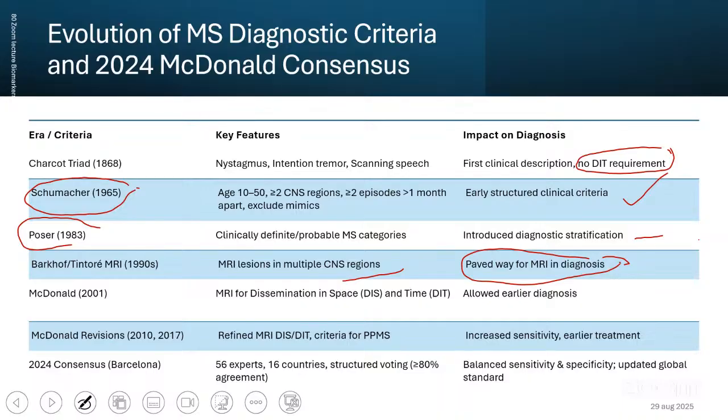It allowed earlier diagnosis. And these criteria have been revised in 2005 also, 2010, 2017, 2024. So here the refinement is dissemination in time and space, and there are also criteria for primary progressive MS, increased sensitivity and earlier treatment. And the Barcelona consensus statement, as I said, more than 80% agreement should be there. And here also balance sensitivity and specificity, updated global standards. So these are the main criteria for diagnosis.